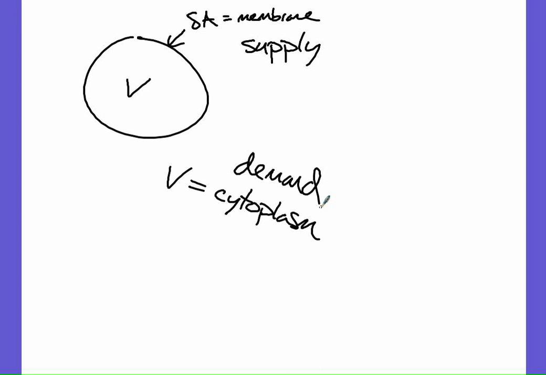You need things in your cell. They have to go through the membrane to get into that cell. So you have a supply, you have a demand. The reason why you want a big surface area to volume ratio is because that would make your supply big enough to meet your demand, right? Let's draw that arrow the other way, actually. So we'd have a relatively high supply to meet a relatively low demand. Does that make sense?